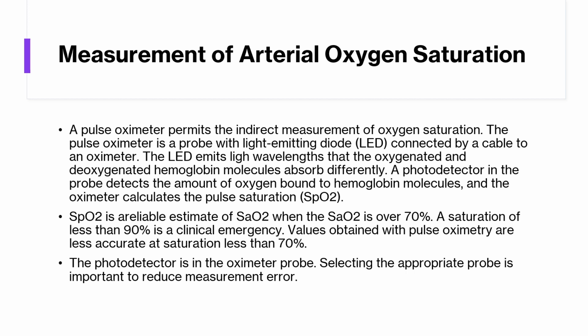So the photodetector is in the oximeter probe. Selecting the appropriate probe is important to reduce measurement error. Digit probes are spring-loaded and conform to various sizes. Earlobe probes have greater accuracy at lower saturation and are least affected by peripheral vasoconstriction.